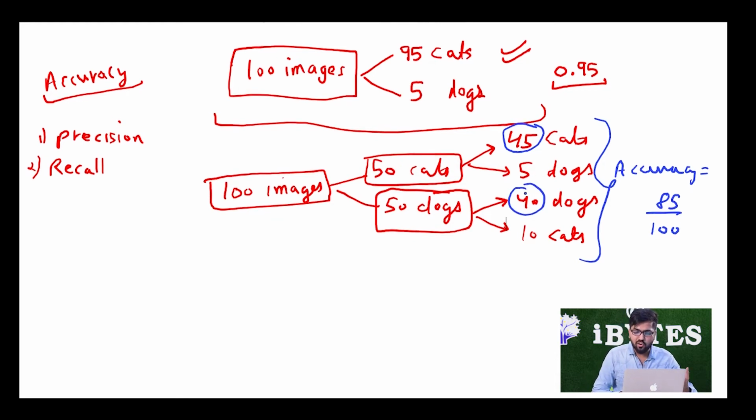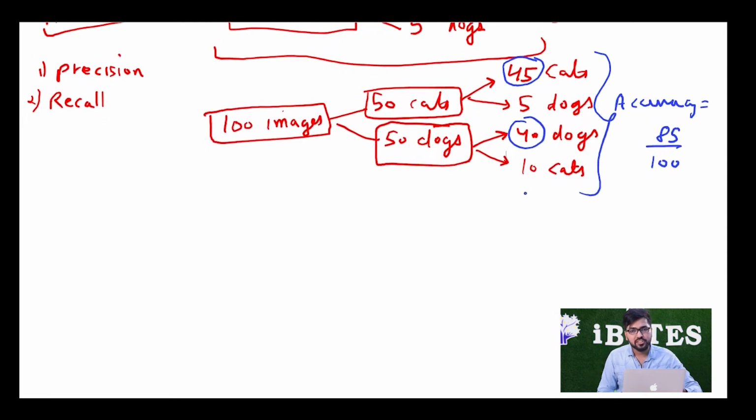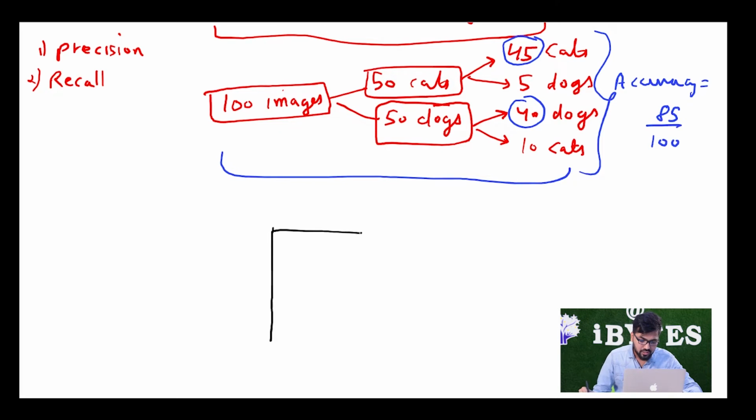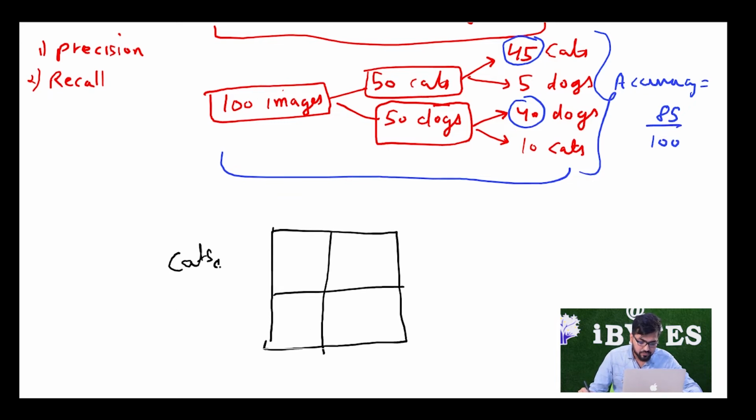Now, what I am saying is, along with accuracy, also try to look at precision and recall. Now, what is precision and recall? Before precision and recall, I would first like to make the diagram of this. Okay. If I have to make the diagram of this, I would make something similar to this. These are my cats actual, these are my cats predicted. Similarly, I have dogs actual and I have dogs predicted.